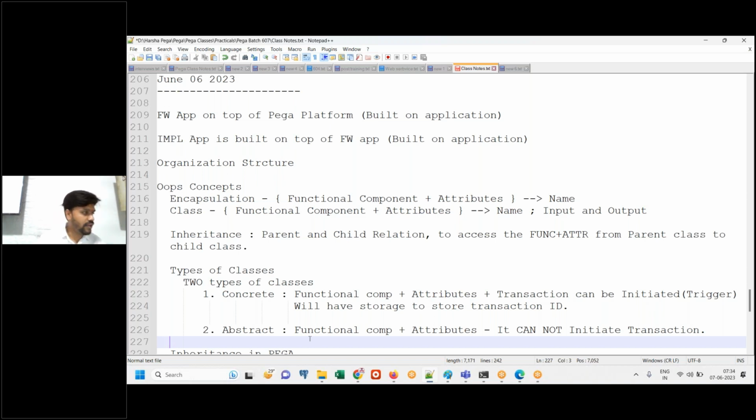Okay. So where the transaction can be initiated, that class you would be creating as concrete. If it is the class which will just supply and is not going to create any transaction, then that is going to be an abstract class. Okay. Everyone clear about what is concrete and what is abstract?